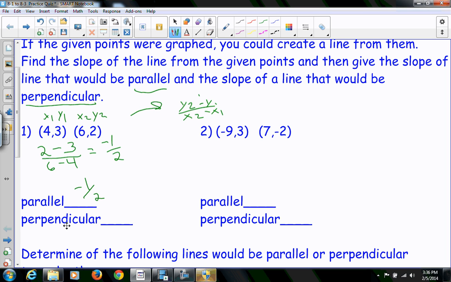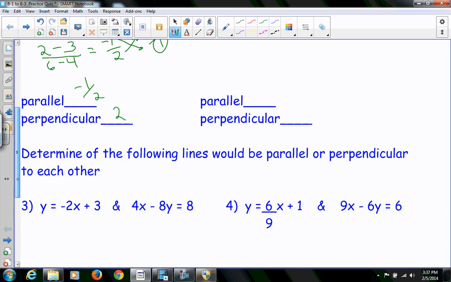Perpendicular slopes are opposite reciprocals. So the opposite reciprocal of -1/2 is +2. Remember, you make the original opposite, so instead of being negative, it's now positive, and then the reciprocal means that we take that fraction and flip it around, so it's really 2 over 1. And we don't write the over 1 part, we just leave it with 2. So you do the same thing on question 2. All right, moving on here.